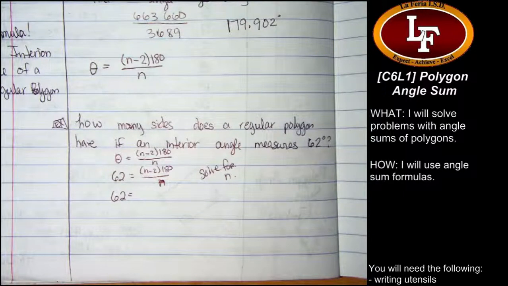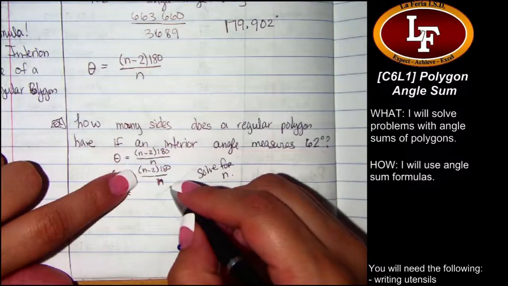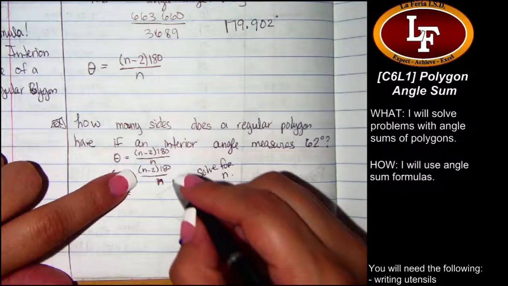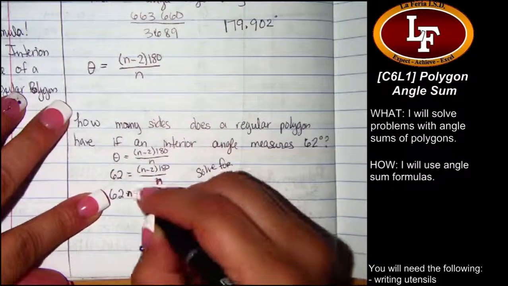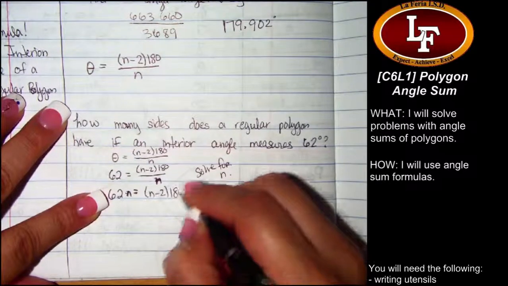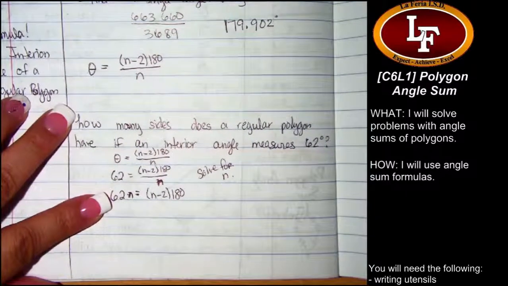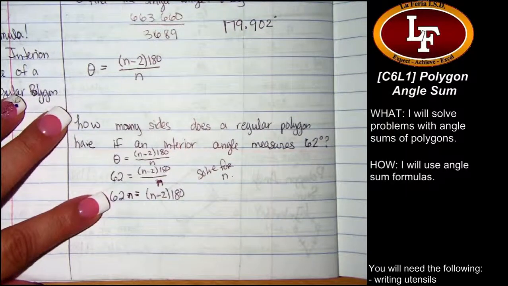Since it's being divided by n, we want to use the opposite of division, which is multiplication. So I need to multiply this side over here by n, and that will get rid of the n over here on the right-hand side. Because 62 is the measure of the angle, not the number of sides.